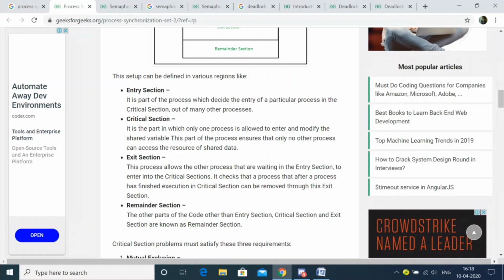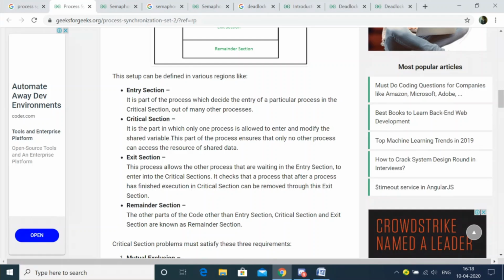Once it has done its work in the critical section, it will come into the exit section. That means it has finished the shared part of the program. There will be code in the program which says that I have reached the end, so I should be exiting. Once that process exits, there will be a remainder section. What will the remainder section do? It will keep track of the other processes which have not been completed so far.